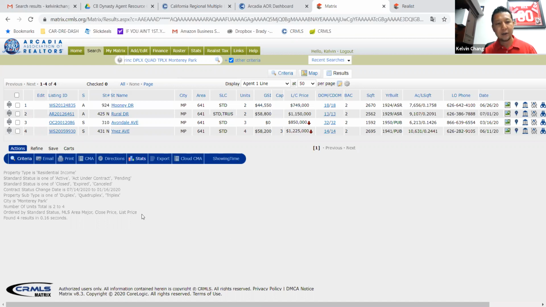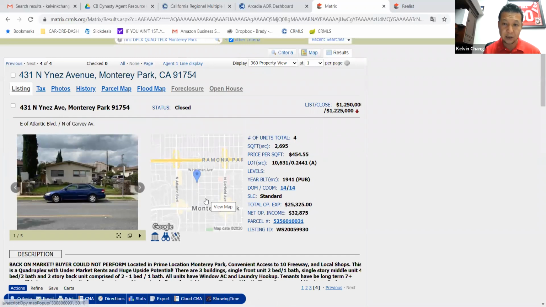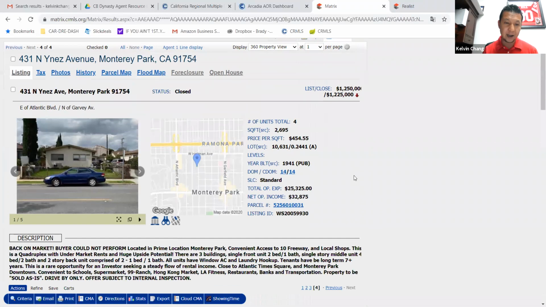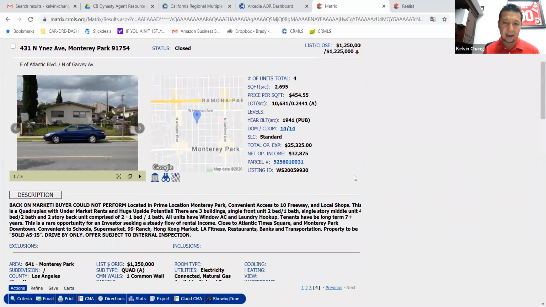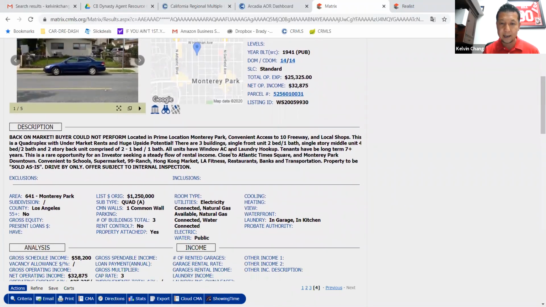Now, when I get into the analysis, I told you I want to put higher weight on these solds. So I'll look at the quadplex first, because that was the higher one. I want to understand this a little bit more. This one was not too far away. Price per unit, 1.225. I don't care too much about what it's sold for. What I want to know is I want to understand what is the income and expenses and what do I anticipate for a value. So I'll read the description.